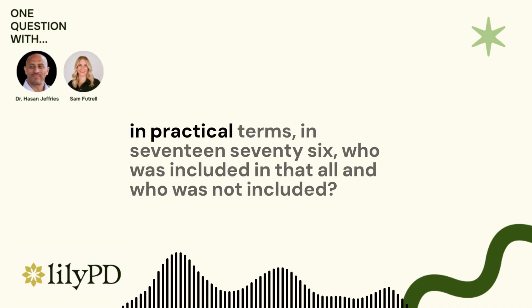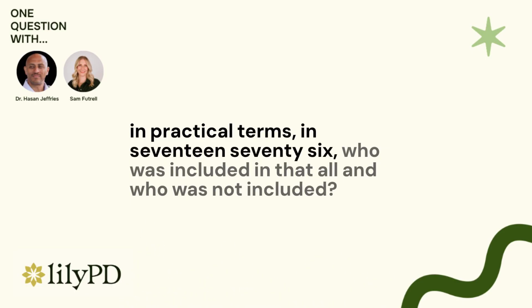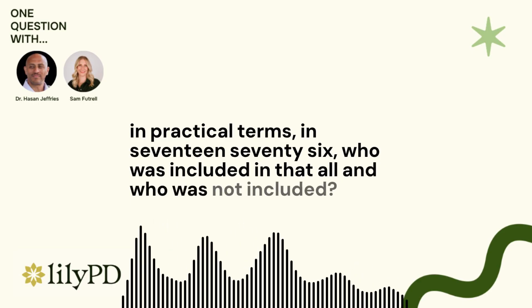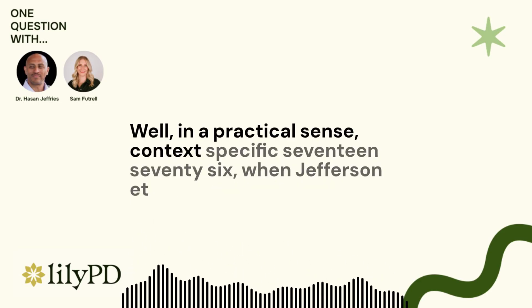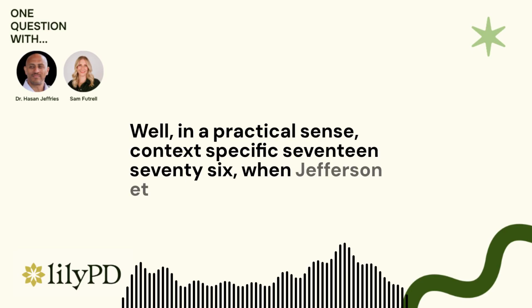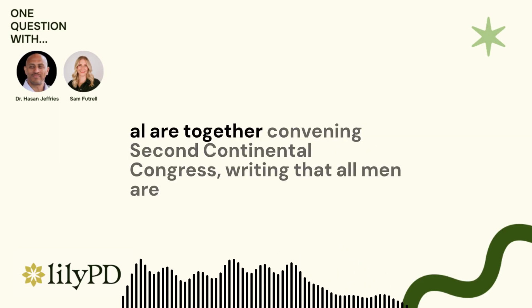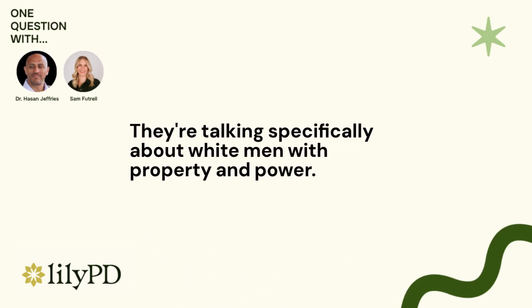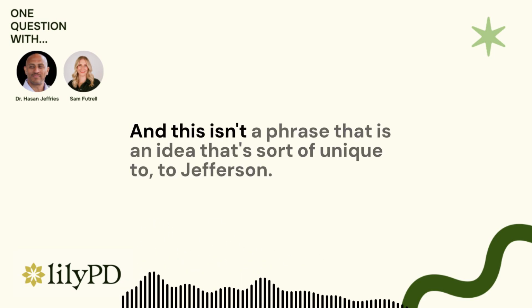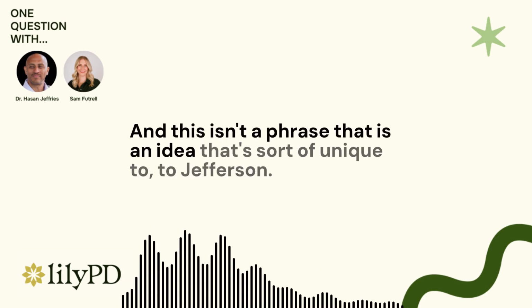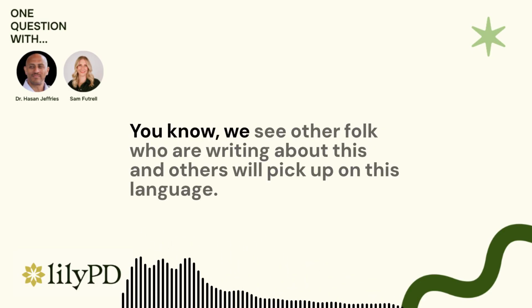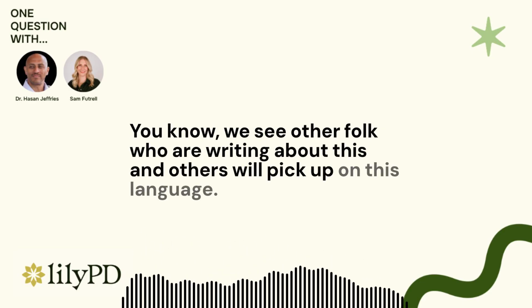But in practical terms, in 1776, who was included in that all and who was not included? Well, in a practical sense, context specific, 1776, when Jefferson et al. are together convening the Second Continental Congress, writing that all men are created equal, they're talking specifically about white men with property and power, period. And this isn't a phrase or an idea that's unique to Jefferson. I mean, he doesn't come up with this. We see other folk who are writing about this, and others will pick up on this language.